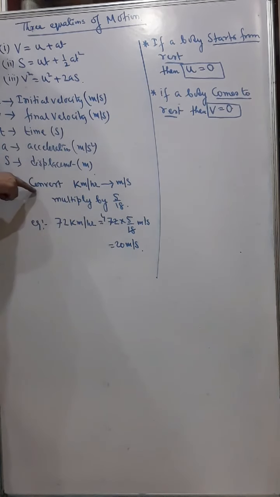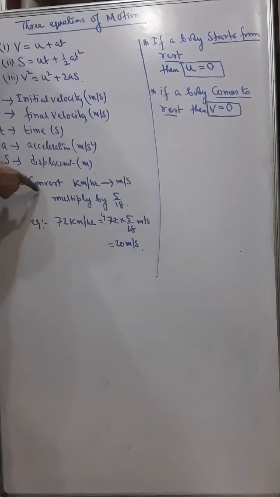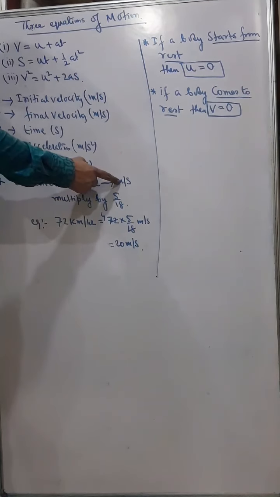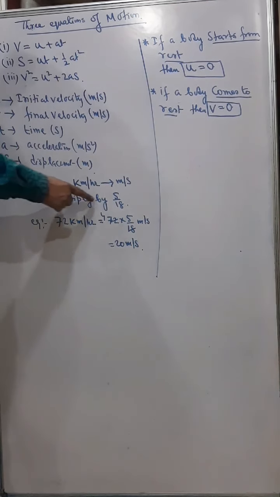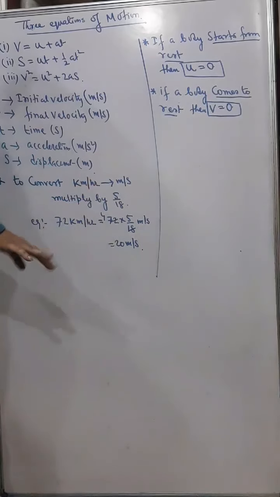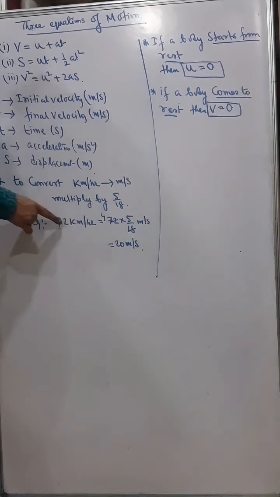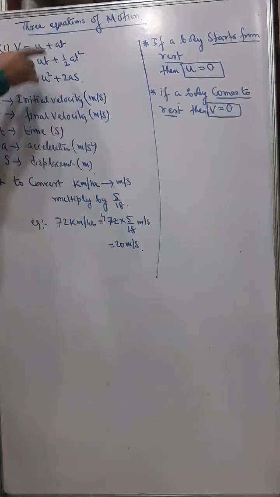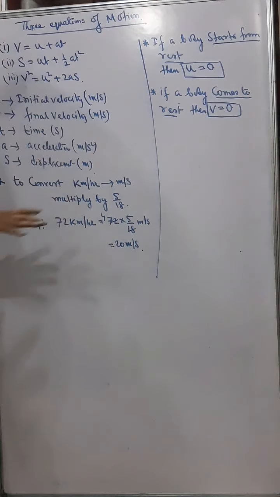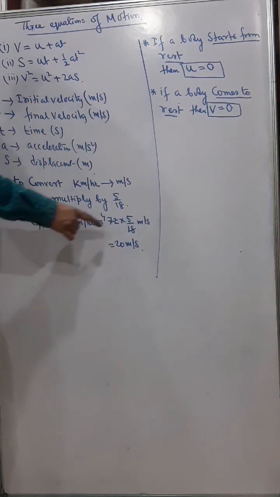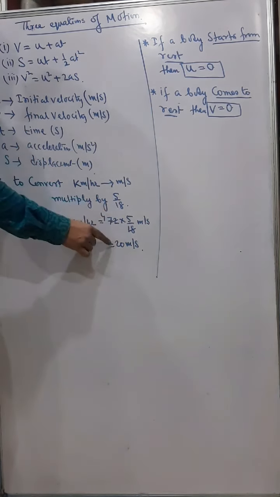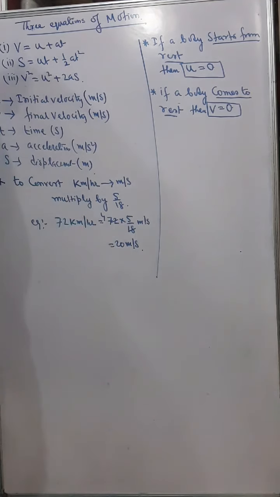And also remember, it will be useful to convert kilometer per hour to meter per second. We should generally multiply by 5 by 18. For example, say 72 kilometer per hour. Now if you put this 72 kilometer per hour in u or v, whatever it is, then you will not get your answer. You have to first convert into meter per second. So for converting, you have to multiply by 5 by 18, and finally we got 20 meter per second.